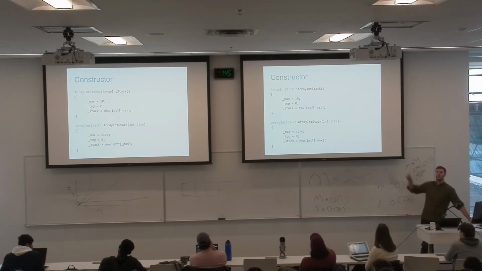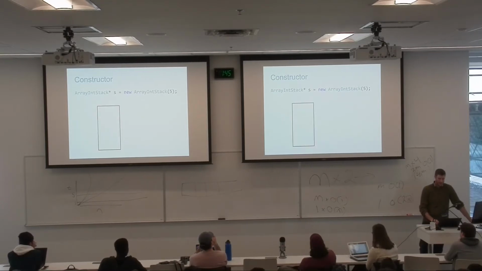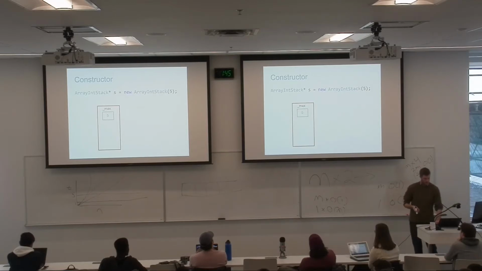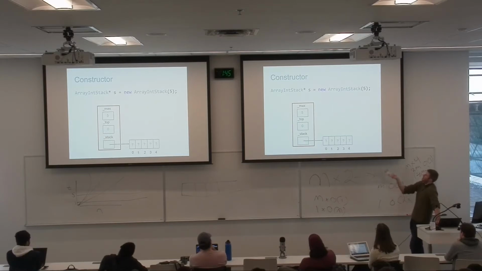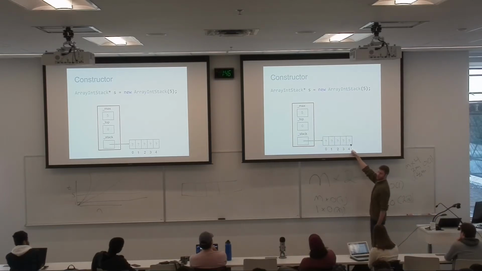Any questions about these two constructors, though? Good. So here's an example of calling it. Great. So if I do this, what do I have? I'm creating my stack object. Max is set to 5. Why? Because that's the value I put in as the parameter. What's the top? 0, because we haven't added anything. And my stack is now this. This is it. Right? 0, 1, 2, 3, 4.